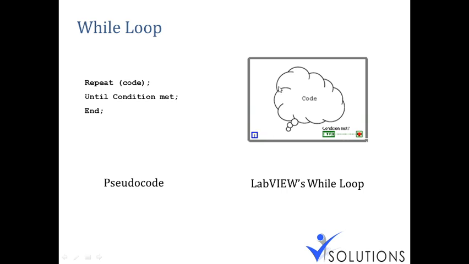How does it execute? It executes this code once, checks the condition. Execute once, check the condition. Execute once, check it again. At any point of time, if the condition is met, which means it is true, the code stops immediately. It will never go for another execution. So this is how a while loop basically works.